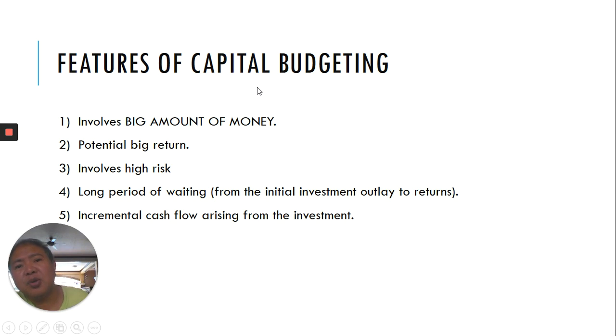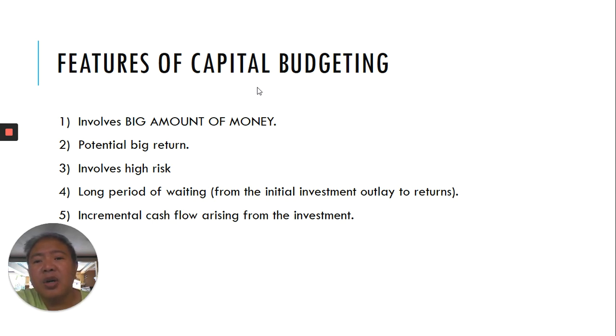So first and foremost, the project here involves a big amount of money. Okay, it's no joke. Say for example, purchasing a building, or buying equipment or a machine for an additional production line. It's a major investment and it involves a lot of money. And so now you would realize how important capital budgeting is, because with one wrong decision, the company can lose a lot of money. There's a potential big return from the investment.